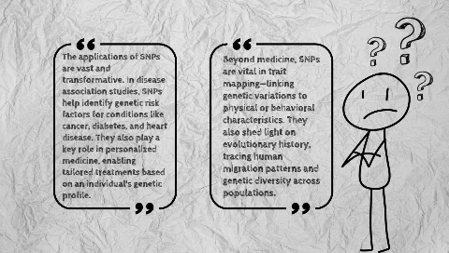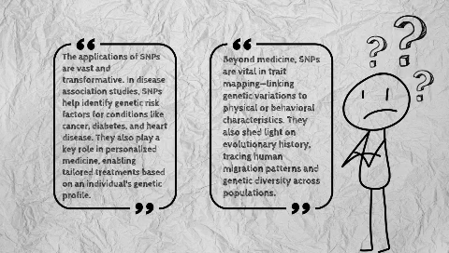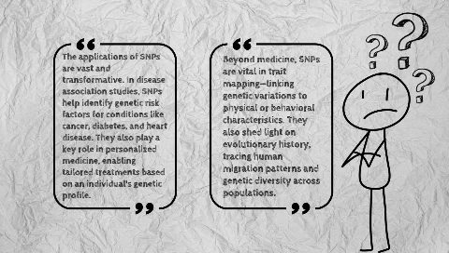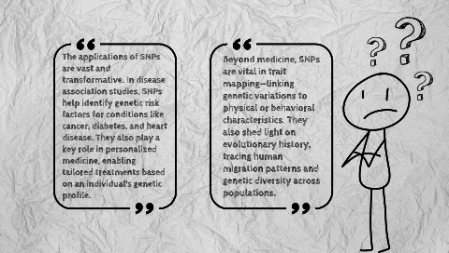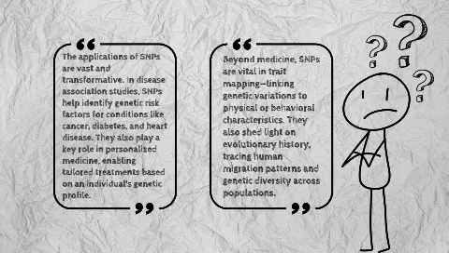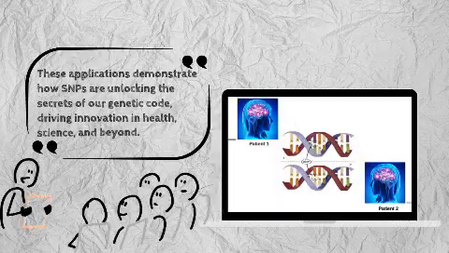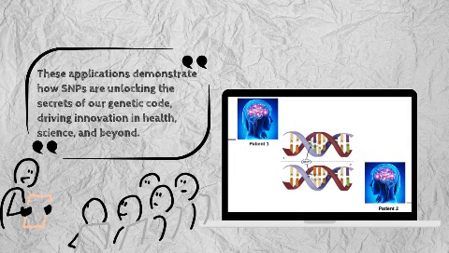DNA, the blueprint of life, hosts countless variations that make us unique. Among these variations are single nucleotide polymorphisms, or SNPs. SNPs are the most common type of genetic variation, occurring when a single base in the DNA sequence is altered. They serve as powerful genetic markers, enabling researchers to uncover the genetic basis of disease, traits, and population diversity.